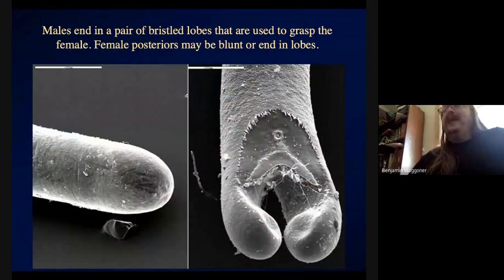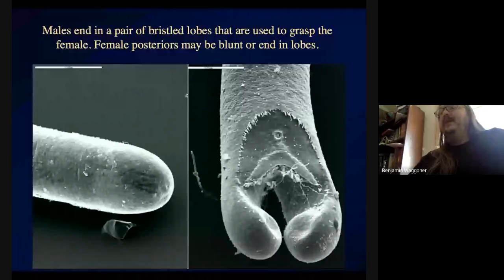Males end in, that's a male on the right, the tail ends in a pair of lobes that are used to grasp the female. Females may have lobes, or like the one on the left, the female posterior just may be a lot more blunt.